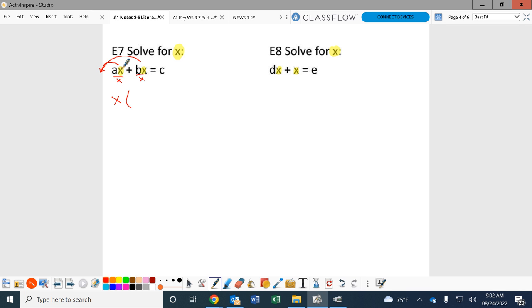Well, wait a minute. What happens to an x if it's on top and on bottom? It cancels out. So what's the only thing left to go inside your parentheses? A plus b equals c. Now that we have the x factored out, we can get rid of the a plus b all at one time by dividing both sides by a plus b. Because it's all in a parentheses, I can cancel it all out at one time.